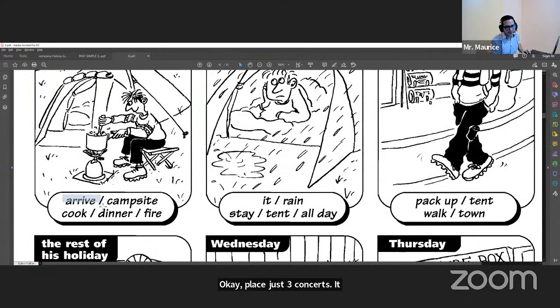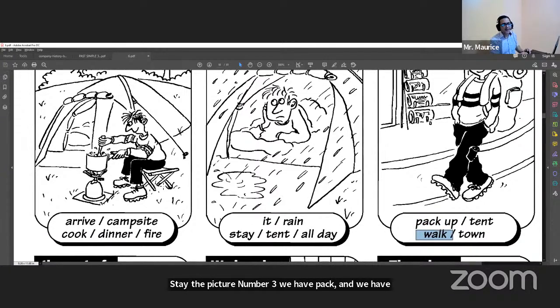Entonces, tenemos dos verbos aquí. Arrive. Y tenemos acá cook. Arrive, cook. Son verbos regulares. Aquí tenemos rain y tenemos stay. In the picture number 3 we have pack and we have walk. Ok, necesito que me describa estas imágenes utilizando estos verbos regulares en pasado.